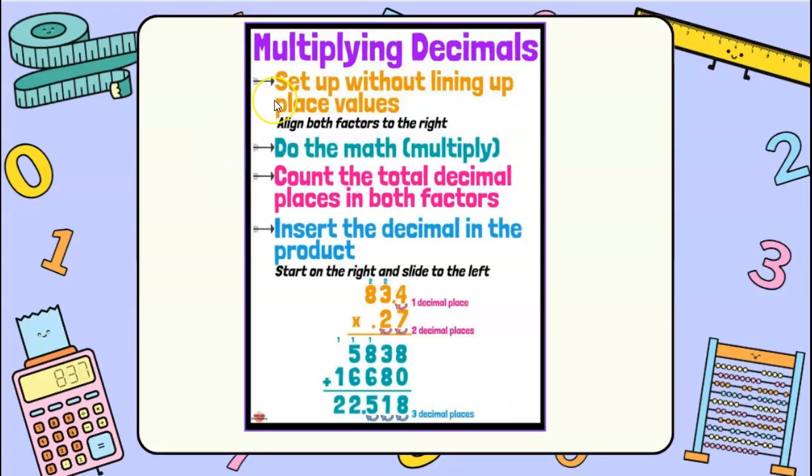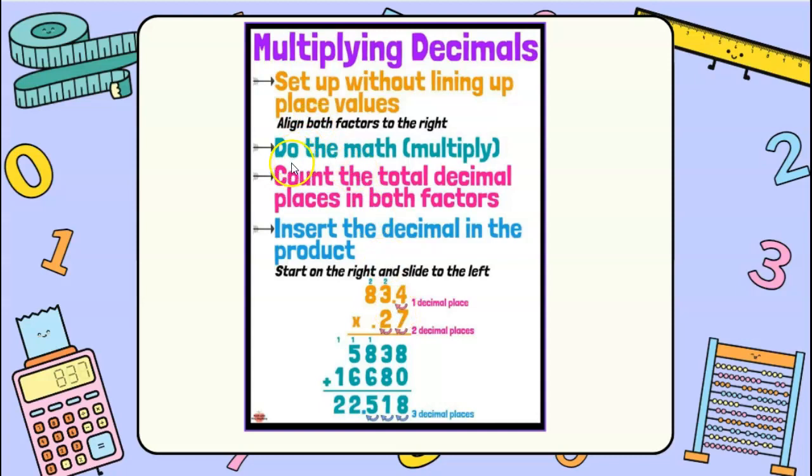So the first thing that we'll do when we want to multiply decimals is set up the numbers without having to line up our place values. We are just going to set them up like we would any regular whole number. We're going to ignore those decimal points and place values when we set it up. So we start at the last digit and line up those last digits together, no matter what they are.